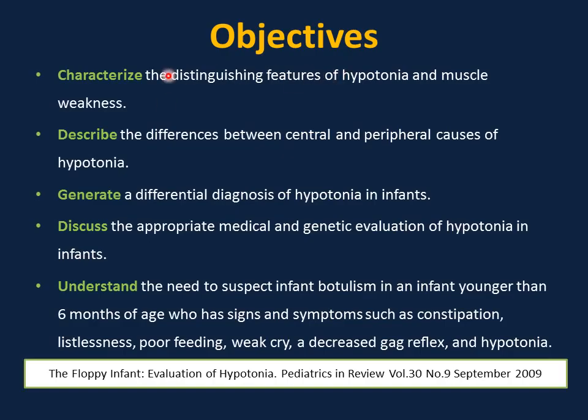My objectives in this presentation are to be able to characterize the distinguishing features of hypotonia and muscle weakness, describe the differences between central and peripheral causes of hypotonia, generate a differential diagnosis of hypotonia in infants, discuss the appropriate medical and genetic evaluation of hypotonia in infants, and understand the need to suspect infant botulism in an infant younger than 6 months of age who has signs and symptoms such as constipation, listlessness, poor feeding, weak cry, a decreased gag reflex, and hypotonia. I prepared this presentation based on an article published in 2009 in Pediatrics in Review.